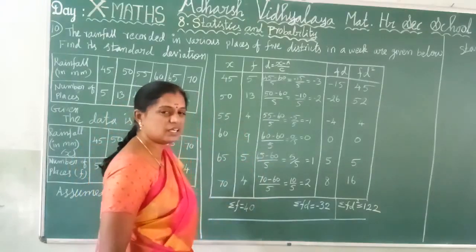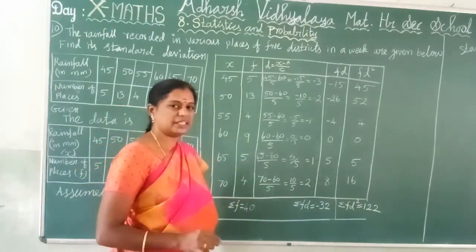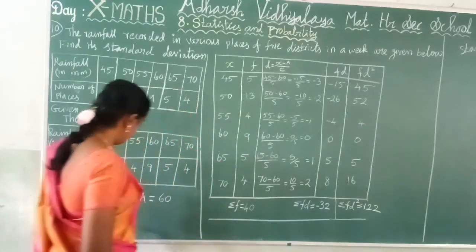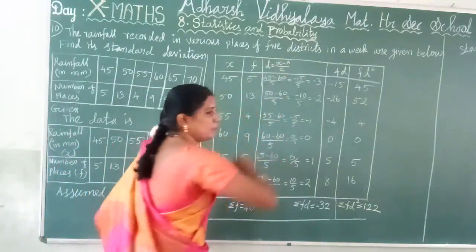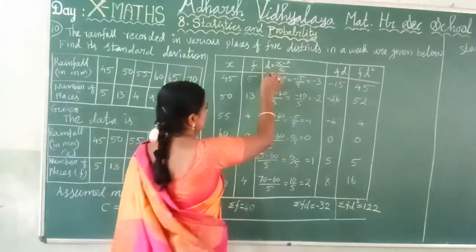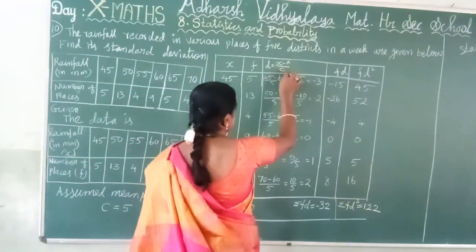Next we need D. D means deviation. Deviation formula: X minus A. Here we choose C, the common factor. That's why here we divide by C. The denominator C we want to put. So deviation D is equal to (X minus A) by C.